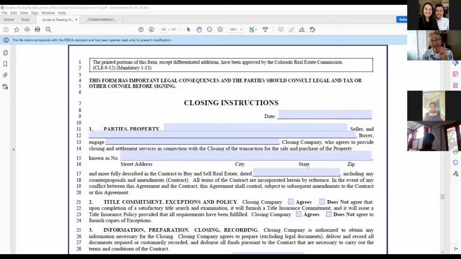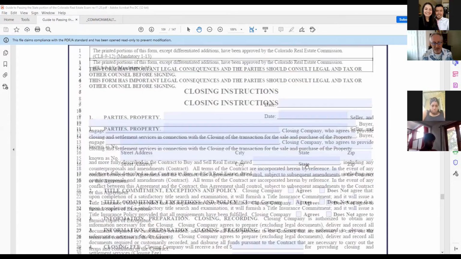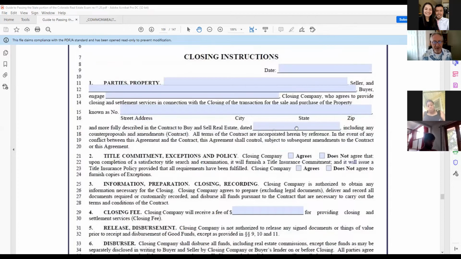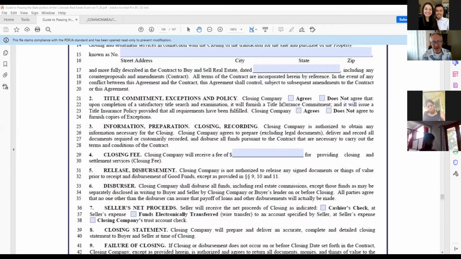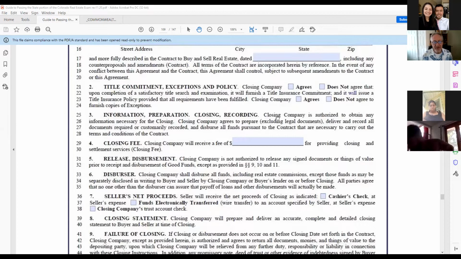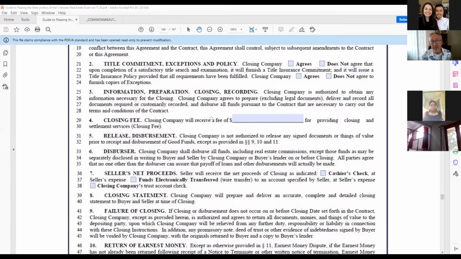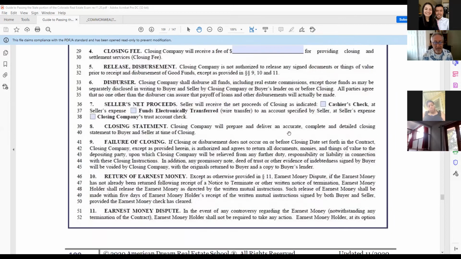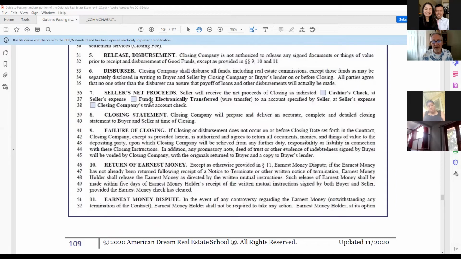This is the form that we send to the title company to do this service for us. It's the instructions to close. We give the information about the property. We check the box that you're going to agree to do a satisfactory title search, examining, and you're going to furnish copies of any exceptions. There's a fee that the title company charges to do the closing for you. You put that in here so it's disclosed to all parties. And you mark in here how the seller has chosen to get their proceeds.